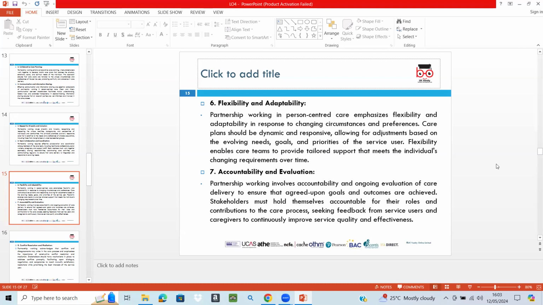By embracing flexibility and adaptability, partnership working enhances the responsiveness and relevance of care delivery, ultimately promoting positive outcomes and sustained well-being for service users.